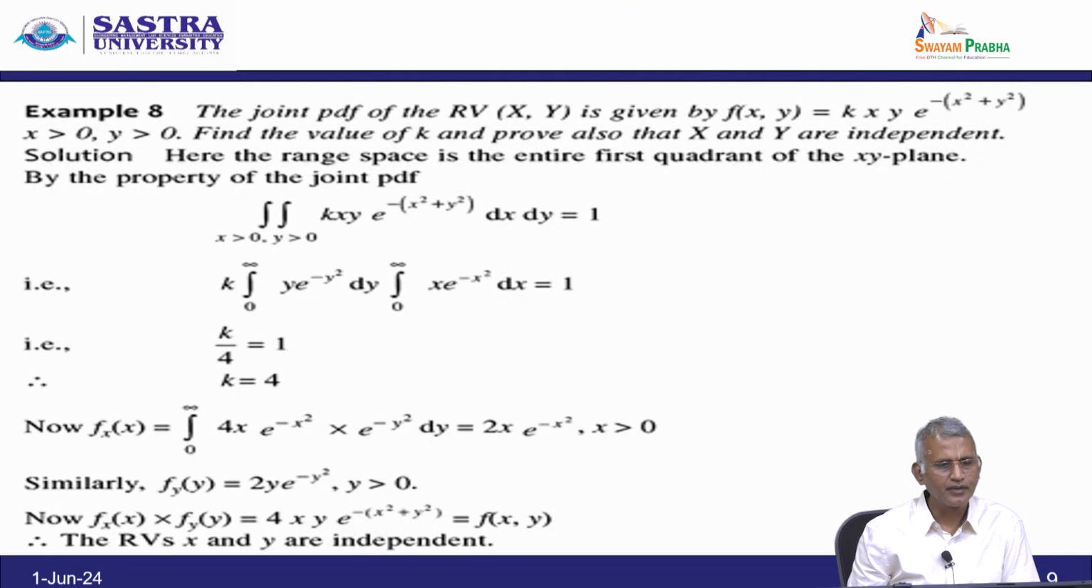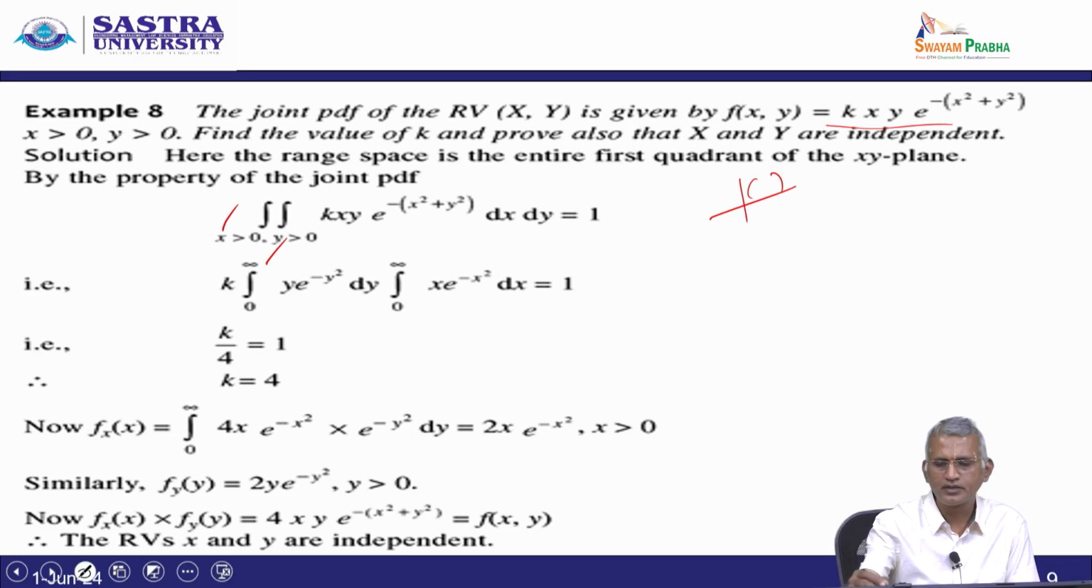Next example: the joint probability distribution function is given by f(x, y) equal to kxy into e power minus (x² plus y²), where x and y are positive. Find the value of k and prove also that x and y are independent. Here the range space is the entire first quadrant of the xy plane. Therefore, x is positive and y is positive. So, this is the first quadrant.